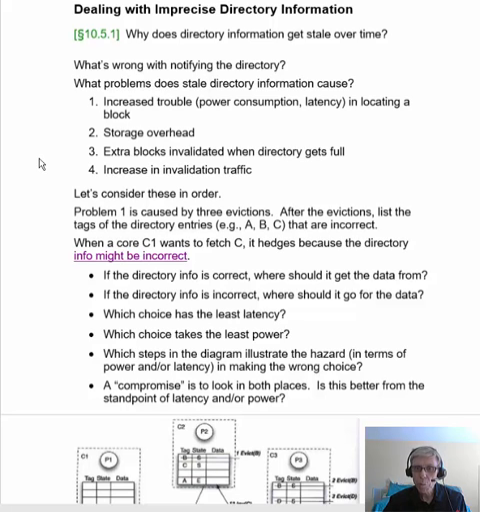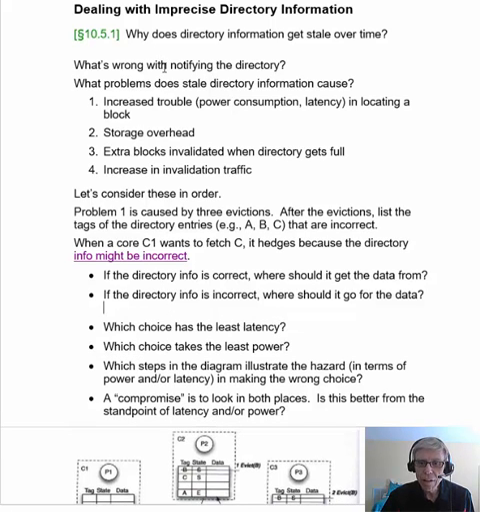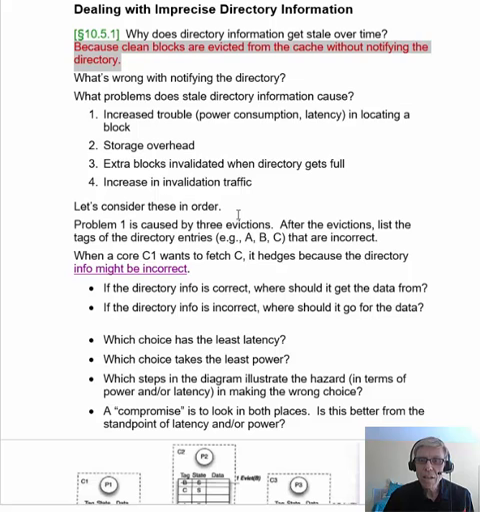Next, we want to talk about problems caused by imprecise directory information. That means that the entries in the directory don't actually need to be there, but they're there. Why does directory information get stale over time? Well, the reason is that clean blocks are evicted from the cache without notifying the directory.